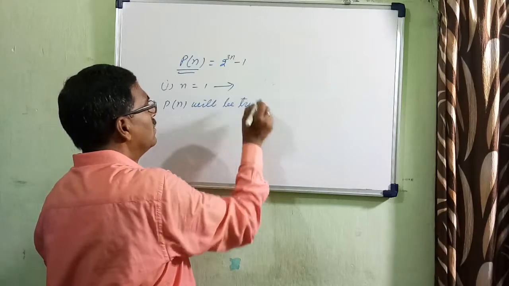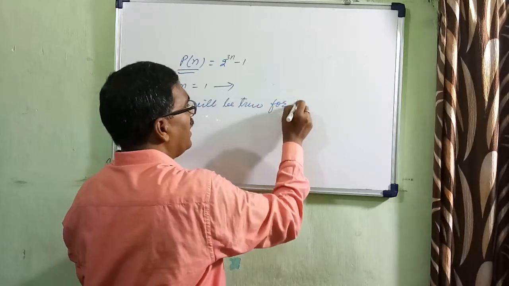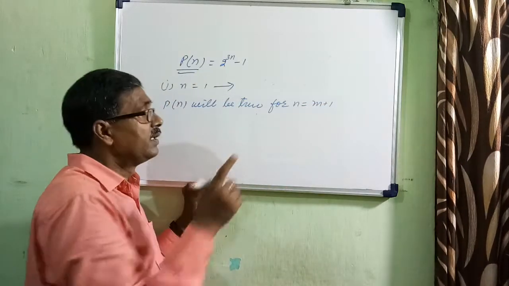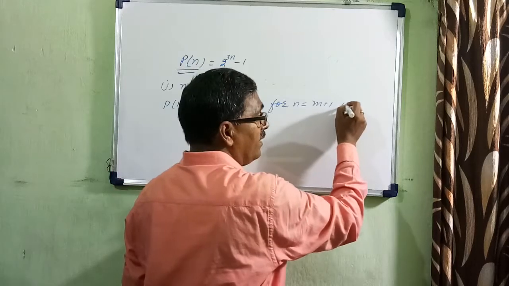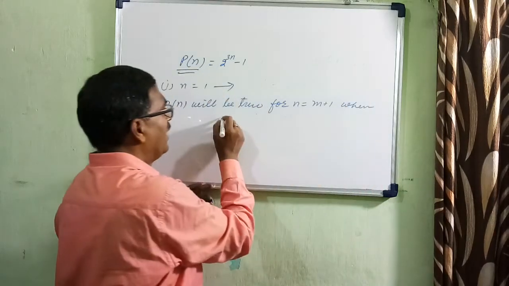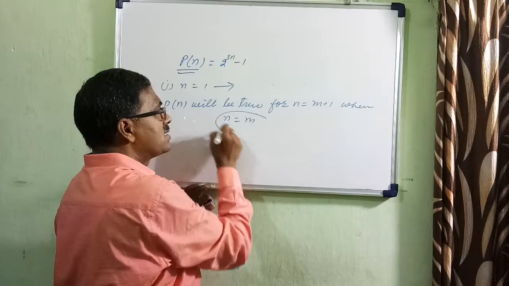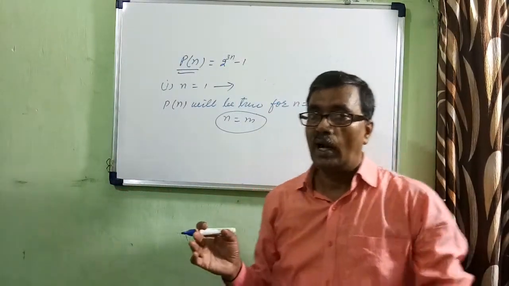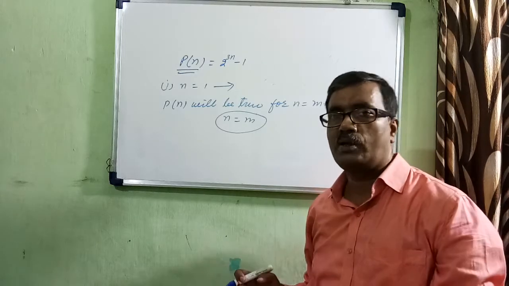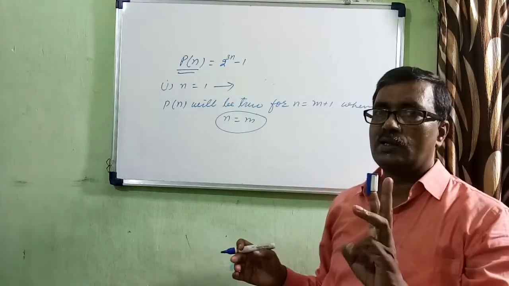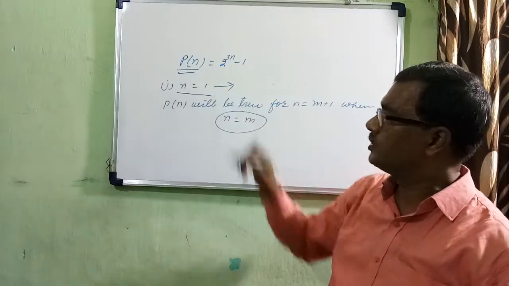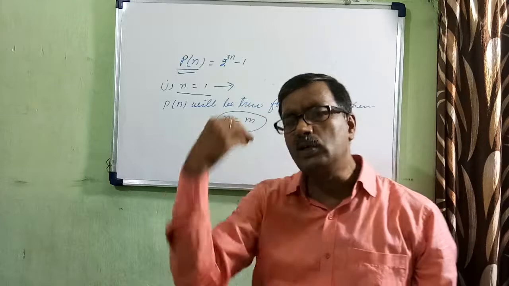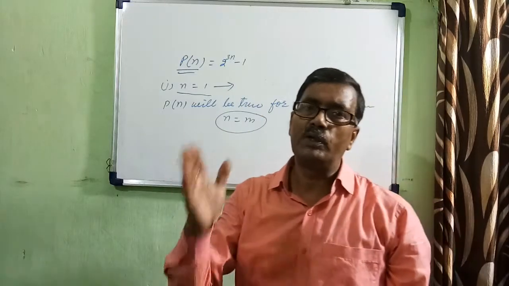After that, P(n) will be true for n = m + 1. When you substitute n = m, it means there are 3 steps. You might have gone through the notes, you might have seen I have written step 1, step 2, step 3. So there are 3 steps. Step 1, when we take n = 1, it will always be true.